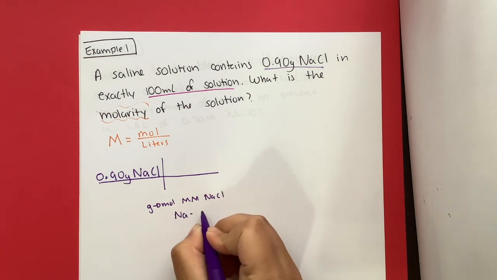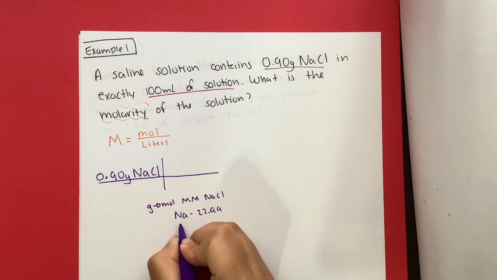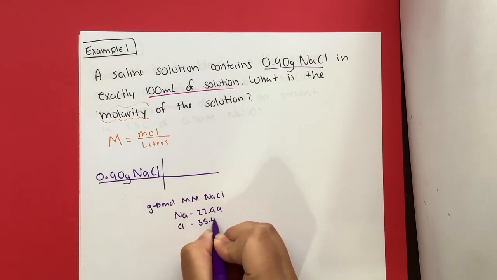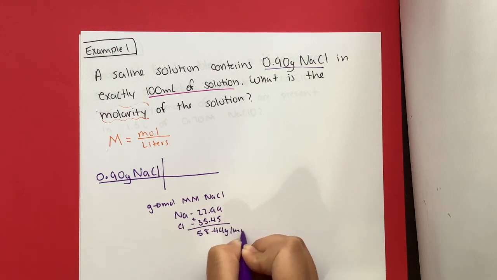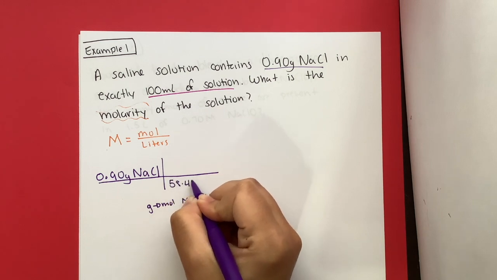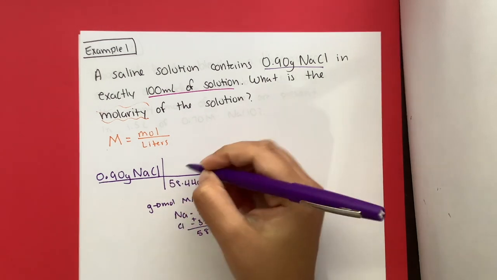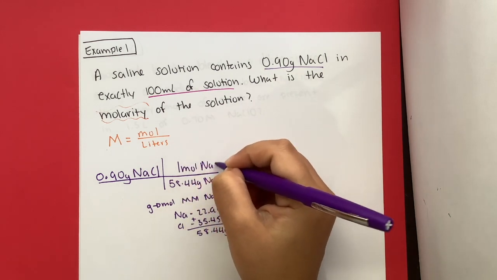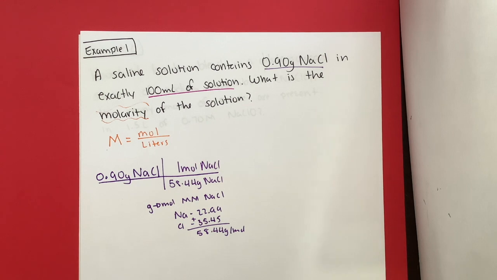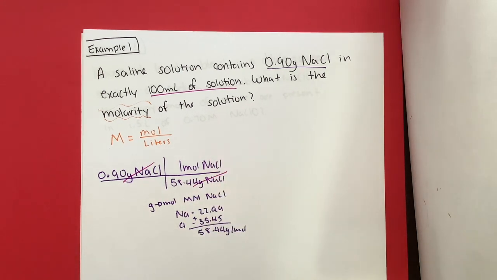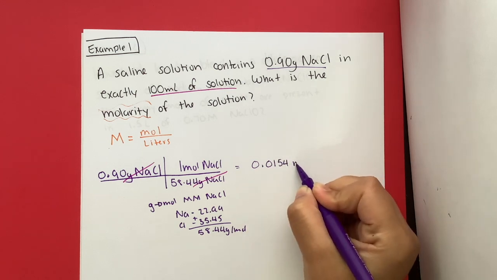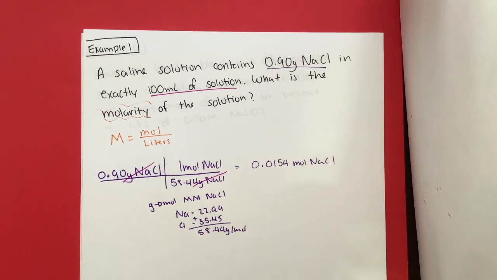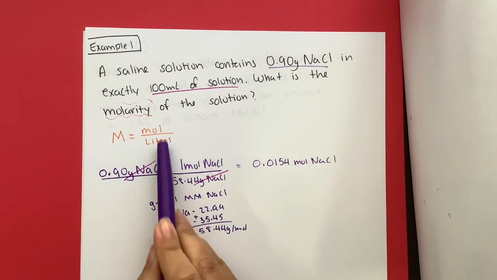Sodium has a mass of 22.99. Chlorine has a mass of 35.45. You add them both, you get 58.44 grams per mole. You divide by the number of grams of NaCl for every 1 mole of NaCl. And remember, the reason that we want this is so grams cancel out. We're left in moles. And we're going to have 0.0154 moles of NaCl. So that's the first piece of information that we needed, moles, so we could plug it into here.